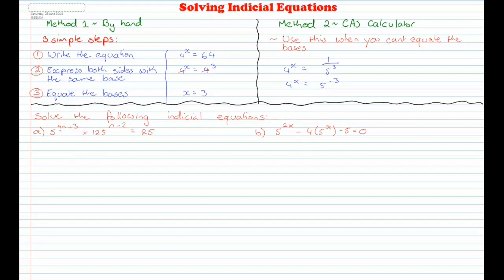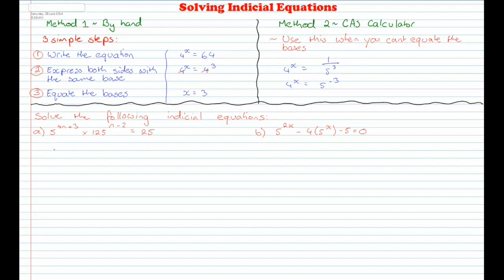So we've got 5 to the power of 4n plus 3 multiplied by 125 to the power of n minus 2 is equal to 25. When you're looking at this, hopefully there's a couple of alarm bells ringing saying that what we want to do is change all of these to a base of 5, because 125 is 5 to the power of something, and 25 is 5 to the power of something. So let's go through and figure out what those somethings are.